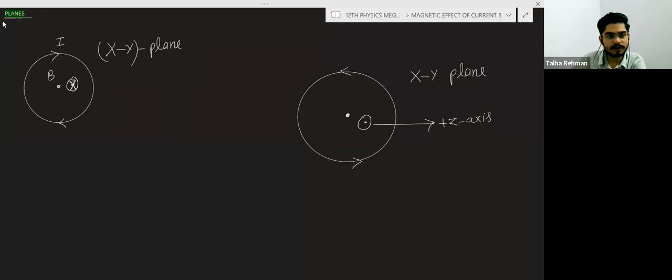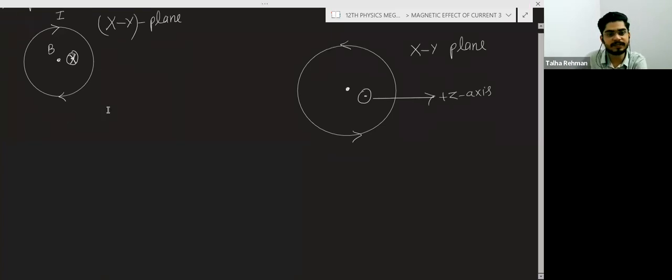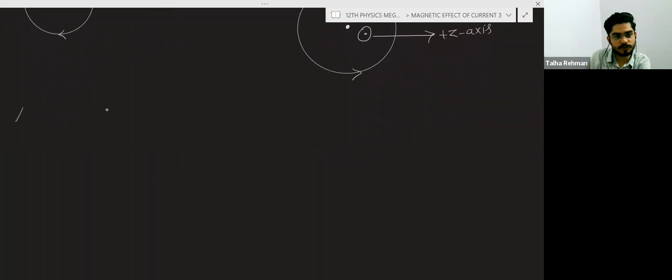And now this is all about the XY plane. Now I am taking the YZ plane. I was discussing the XY plane; now I will discuss the YZ plane. Suppose your wire is in the YZ plane. Now what is the YZ plane? YZ plane is like this.